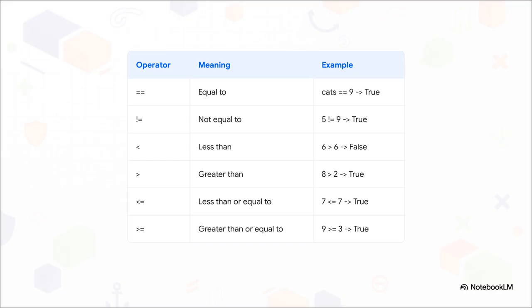Remember this forever. A single equals is for assignment. It's for putting a value in a box. A double equals is for comparison. It's for asking, hey, are these two things the same?